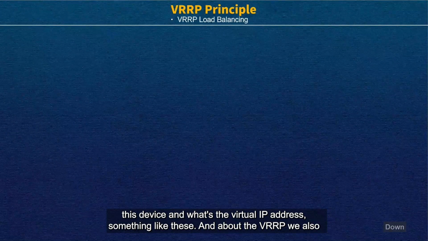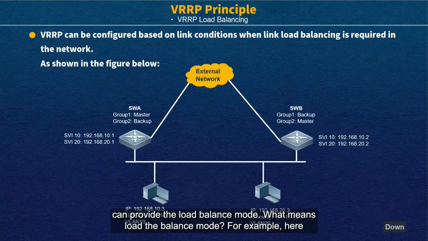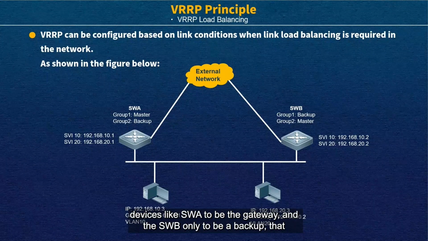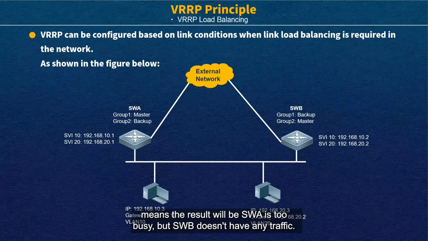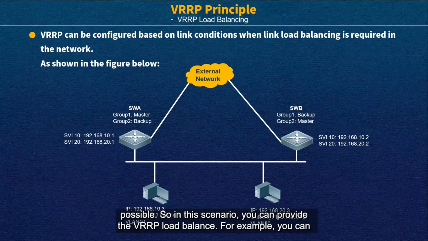And about the VRRP, we also can provide the load balance mode. What does load balance mode mean? For example, here, maybe in your network you have different IP segments, right? If all the terminals use one device, like switch A, to be the gateway and switch B only becomes the backup, that means the result will be switch A is too busy, but switch B doesn't have any traffic. We hope switch A and switch B can work at the same time to forward as many messages as possible. So in this scenario, you can provide the VRRP load balance.